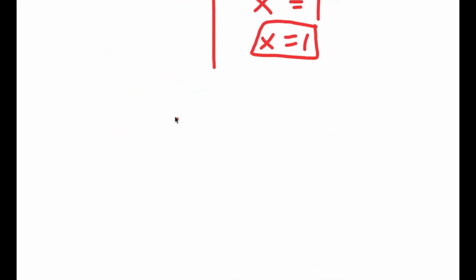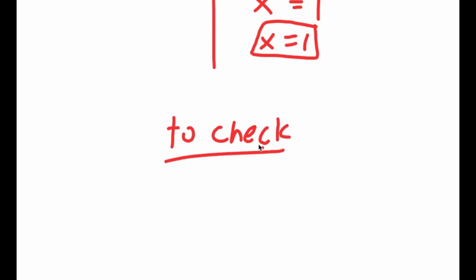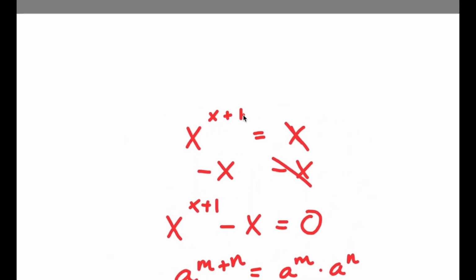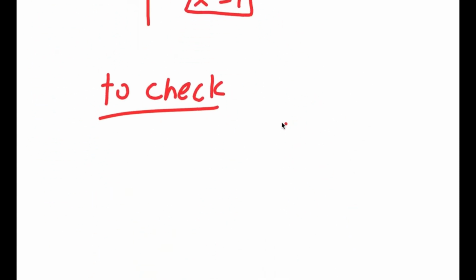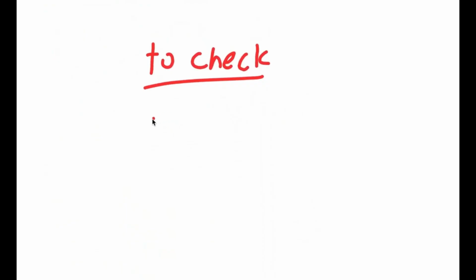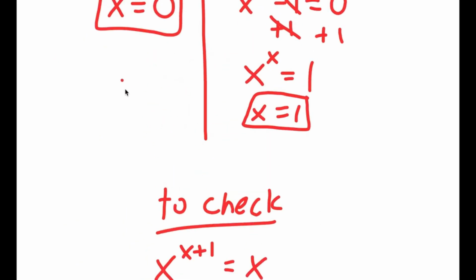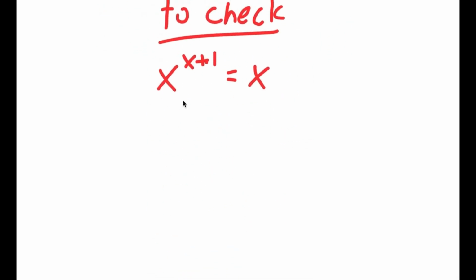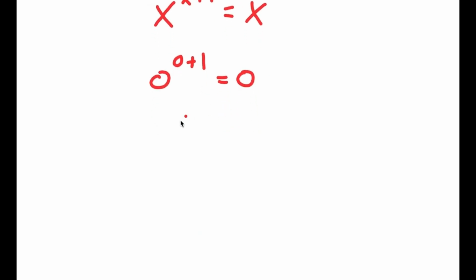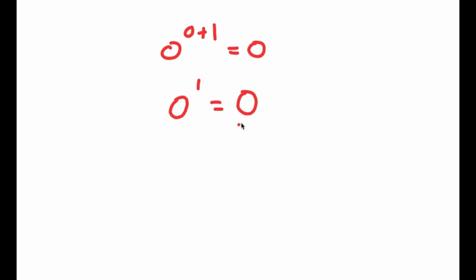So now to check, the original equation was x to the power of x plus 1 is equal to x. And our first solution is 0. So if I plug in 0, I get 0 to the power of 0 plus 1 is equal to 0. Now 0 plus 1 is 1, so I have 0 to the power of 1 equals 0, and 0 to the power of any number is itself, so I get 0 equals 0.